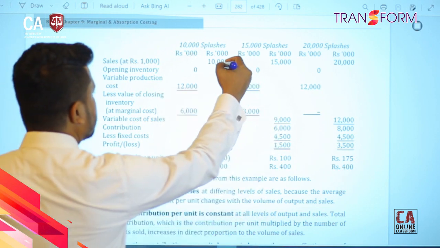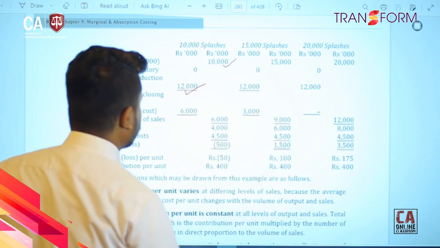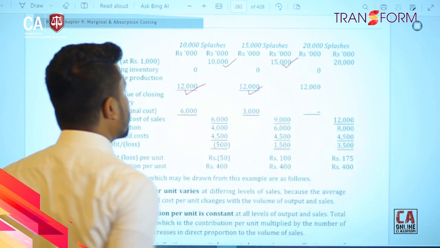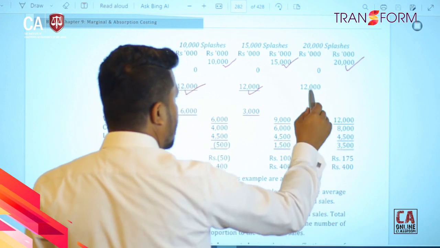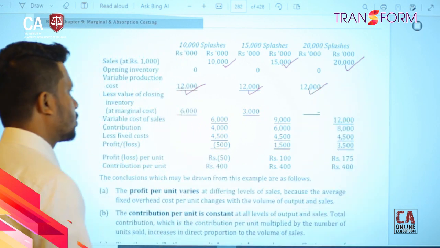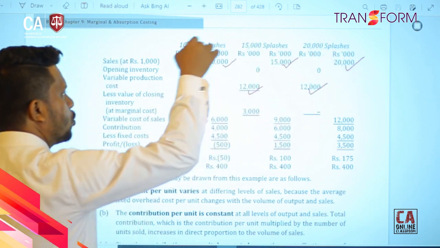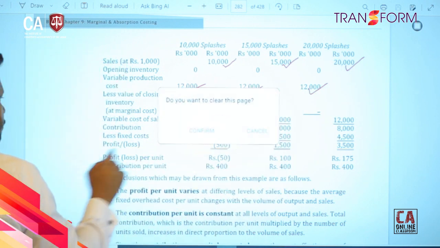Your income is 10,000, here your cost is 12,000. Here your income is 15,000, your production cost is 12,000. Here your income is 20,000, your production cost is 12,000. Now you can think in three different stages. You have losses and you have profits, right?